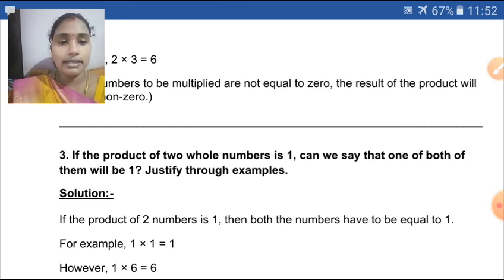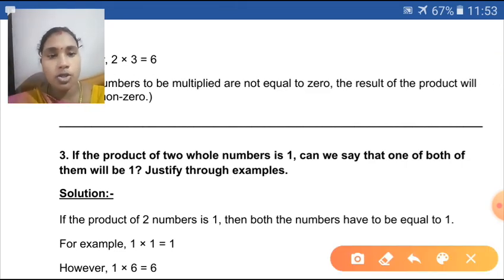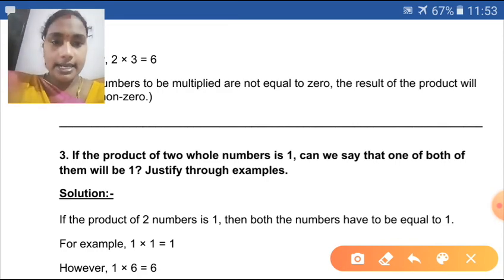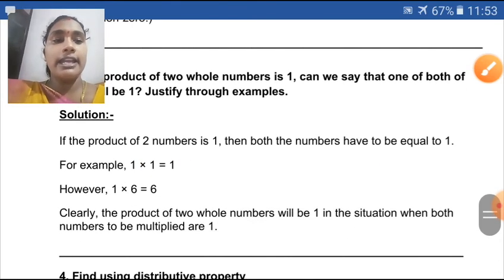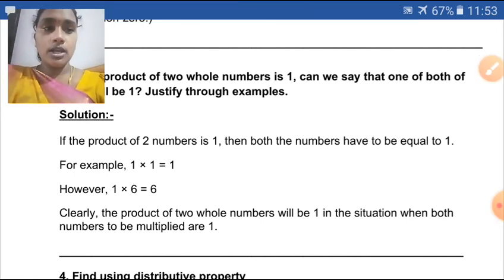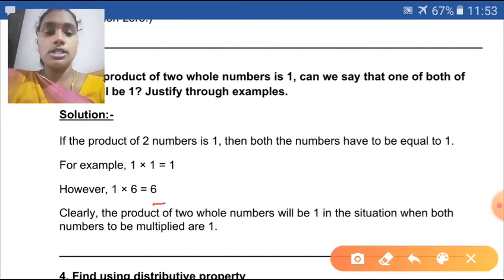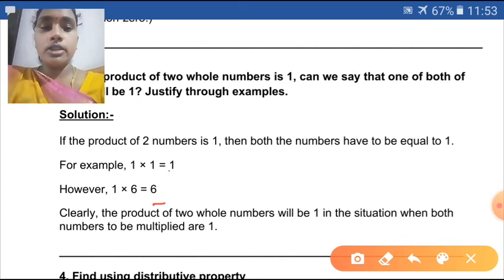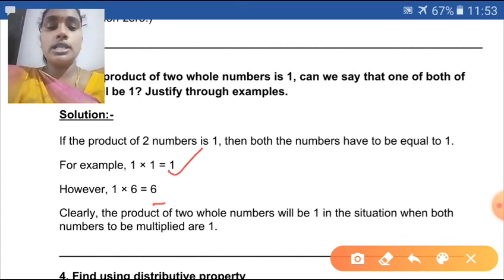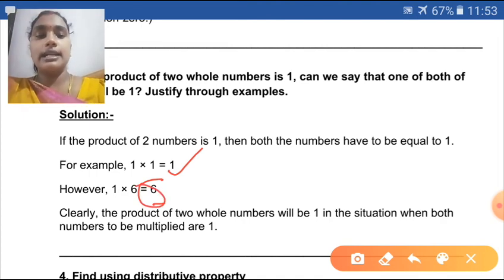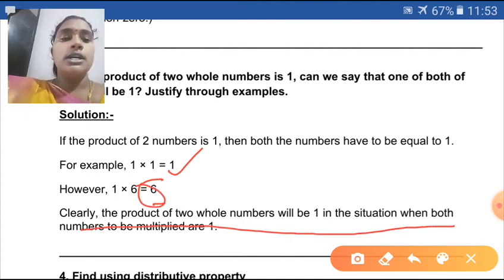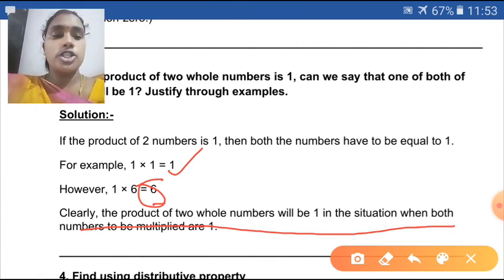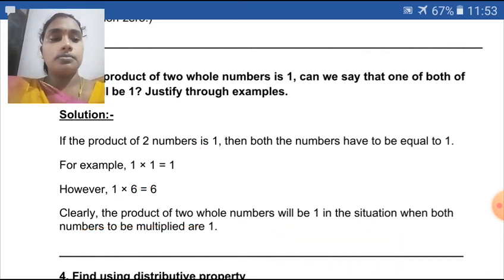So I think when you multiply 1 into 1, then only you will get the answer as 1. Or else, if you have any other number multiplied to 1, the answer will be the same number. Is it or not? So 1 into 1 will give you 1 and 1 into 6 will give you 6, which is that number. So clearly the product of two whole numbers will be 1 only when both numbers multiplied are 1.